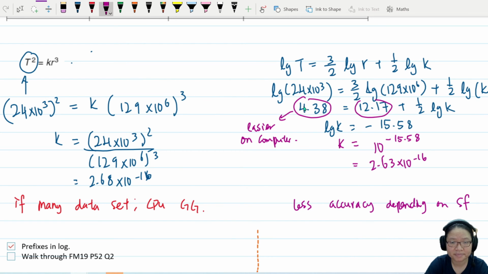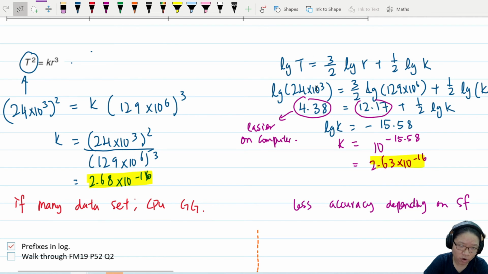So whatever I have on the left is the accurate one because I keyed in pure values. I didn't convert here and there. This one here, I converted already. I rounded numbers. I converted log 24 times 10 to the power of 3 and rounded the number. I converted 129 times 10 to the power of 6 and rounded the number. So this one is less accurate and also depends on how many SF, whereas this one is a direct calculation.